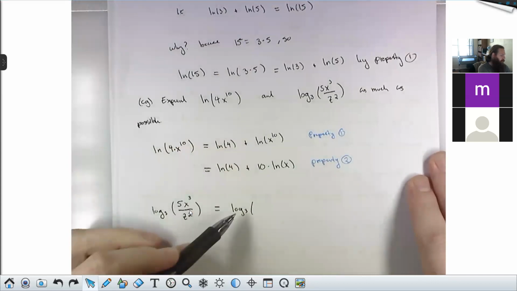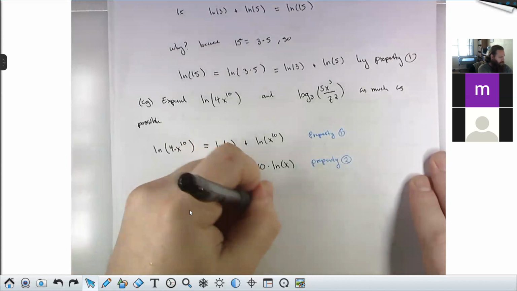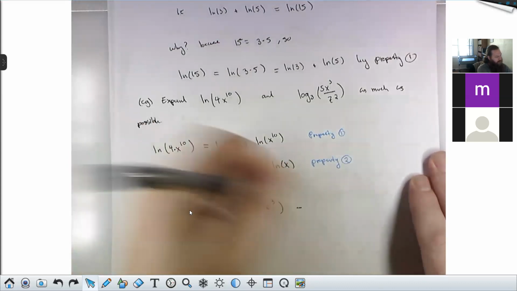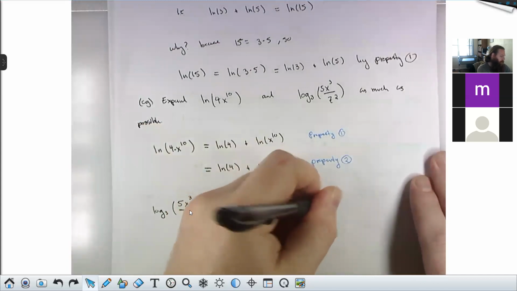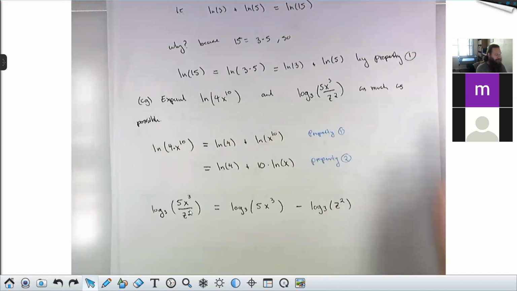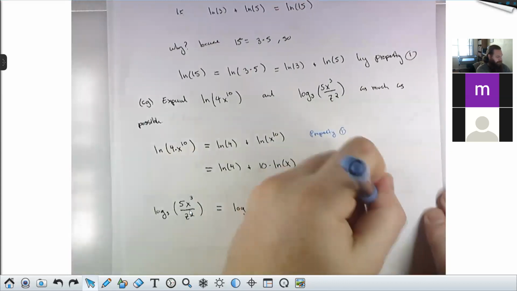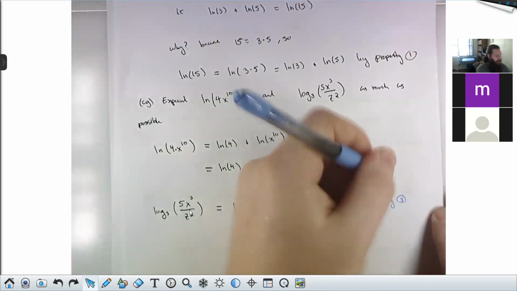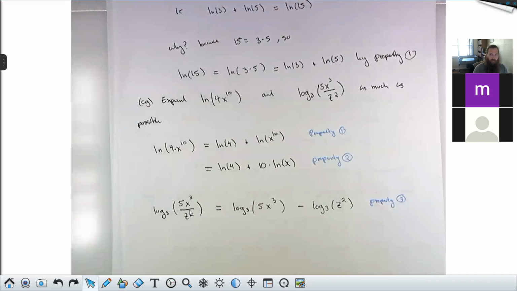I'll have the log with the same base 3 of the top, 5x cubed, minus the log with the same base, log base 3 of the bottom, z squared. This is by property 3. Division inside, subtraction outside. Here I could use property 2 to bring this power down in front. Here I can use property 1 to turn this multiplication, the product here, 5 times x cubed, into addition outside. And again, the trick is to do one thing at a time.